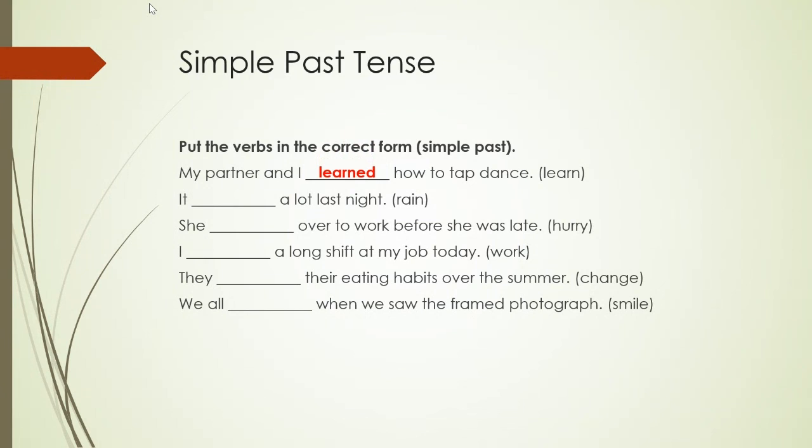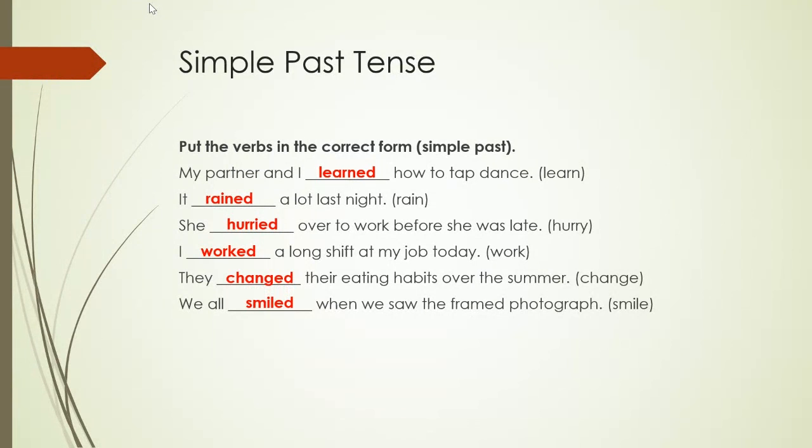In the first example, learned is the correct way to put the verb in the simple past tense. In the second example, rained is the correct form of the verb. In the third example, she hurried over to work. Hurried is the correct verb form. I worked a long shift at my job. Worked is the correct verb form. They changed their eating habits over the summer. Changed is the correct verb form.